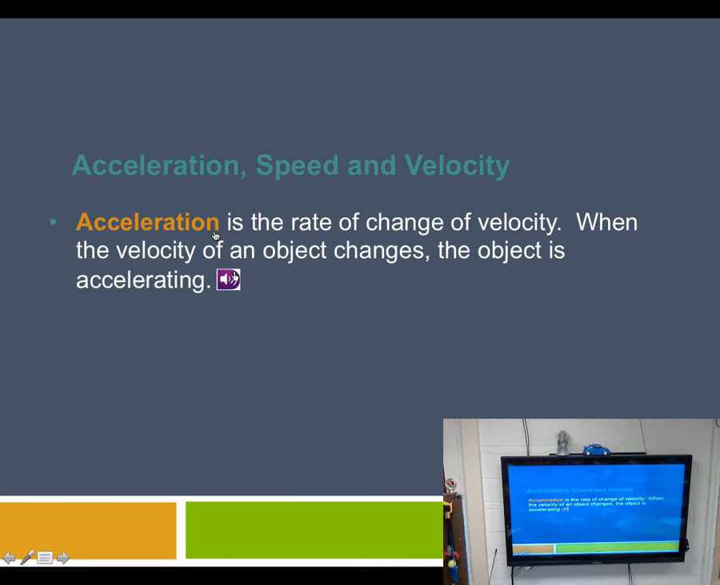Acceleration, rate of change of velocity, can be calculated by dividing the change in the velocity by the time it takes the change to occur.